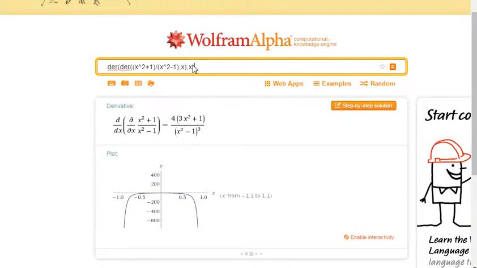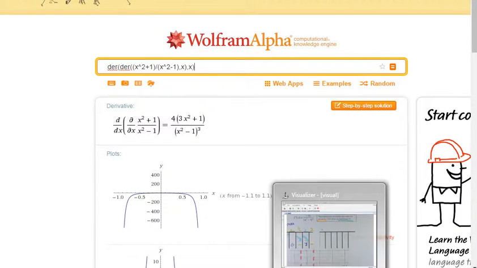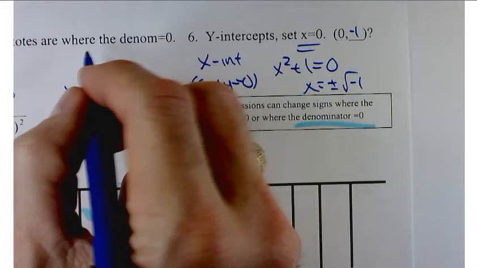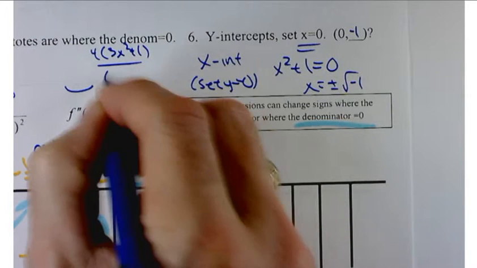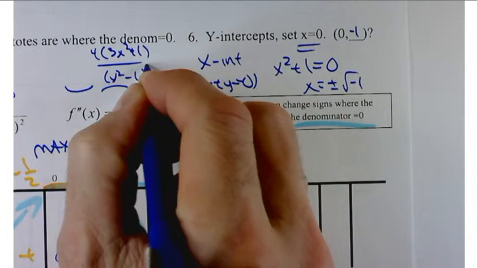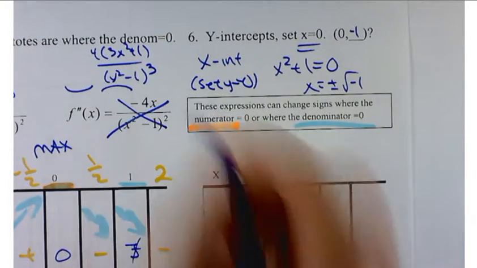All right, so let's take a look at the second derivative. There we go. That's much better. That's what we should have. So 4 times 3x squared plus 1 over x squared minus 1 cubed. Boy, that's nice. All right. Let's copy that down. So 4 times 3x squared plus 1 divided by x squared minus 1 cubed.